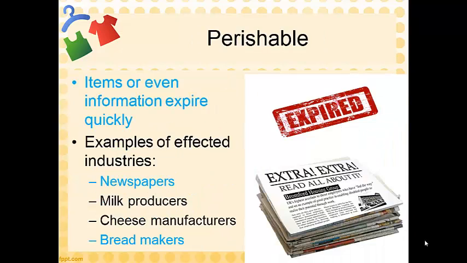All right, talk about perishable items. These are items or even information that expire quickly. And here are some examples. Newspapers. You're not going to want a newspaper 3 days later, so it needs to be close to where the consumers buy or where you are. Milk products, we know that goes bad. Cheese, obviously cheese goes bad as well. It gets moldy. And same with bread. These are just examples of industries that need to be close to their consumers.